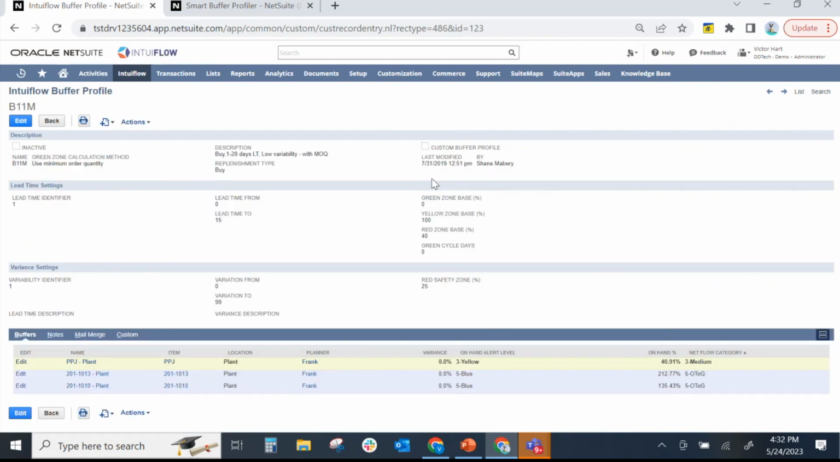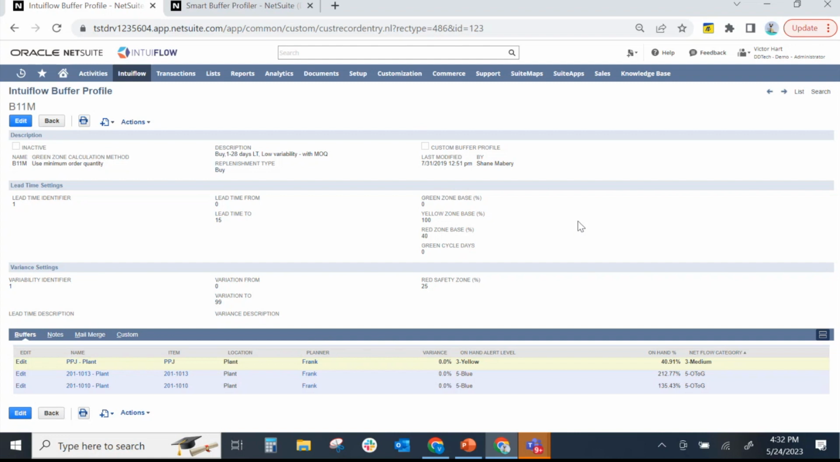Like I said, more of them is good because it leaves the ability for your parts to move in and out of them a little easier. That means if your part's variance goes down by a little bit, you rerun Smart Buffer Profiler, and it'll pick a buffer profile with a smaller red zone safety factor than the previous one. And you'll be saving some capital investment on that part at that point.